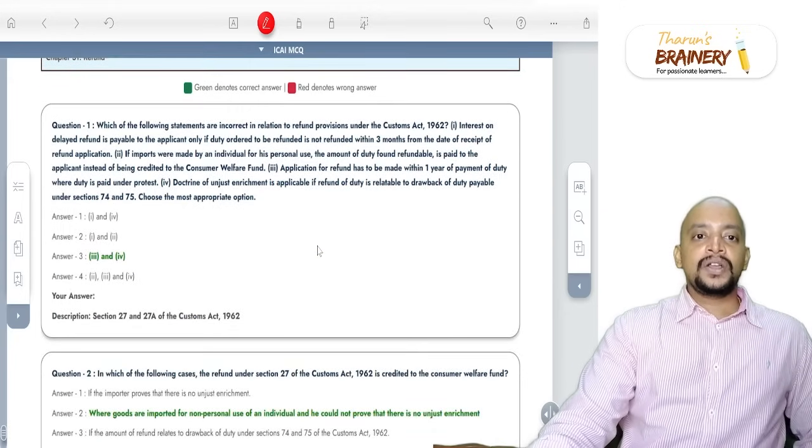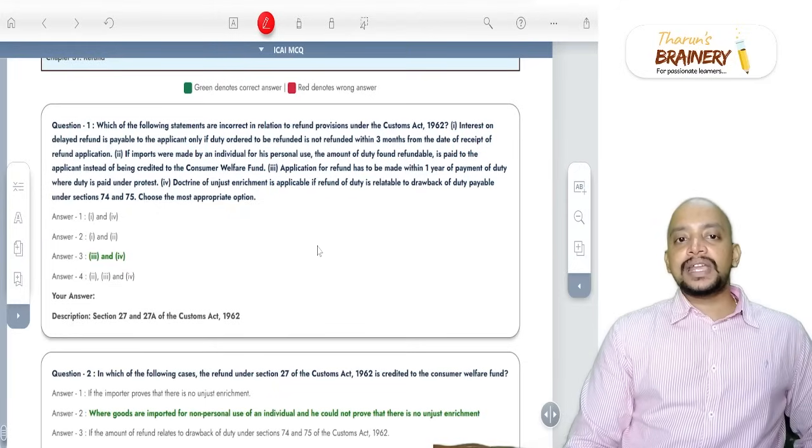Then refund. Which of the following statements are incorrect in relation to refund provisions?